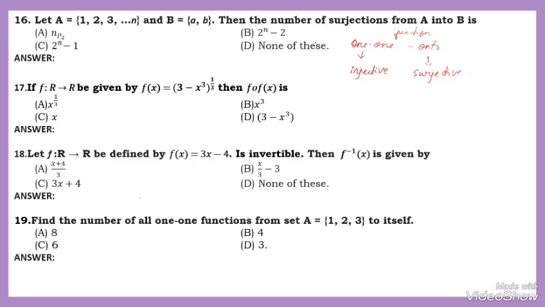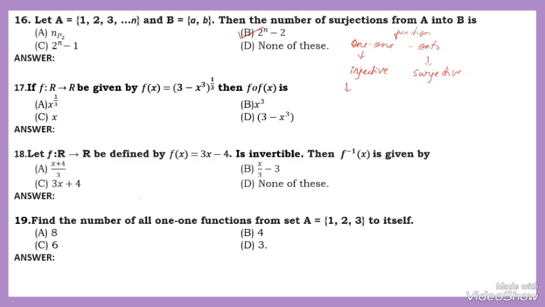There is one formula for finding the number of surjections from A into B: 2 to the power n minus 2. Here n means the number of elements present in the set B. For the surjection, n is the number of elements present in set B. That is 2 to the power n minus 2. You have to substitute values in this formula, and you will get the answer.